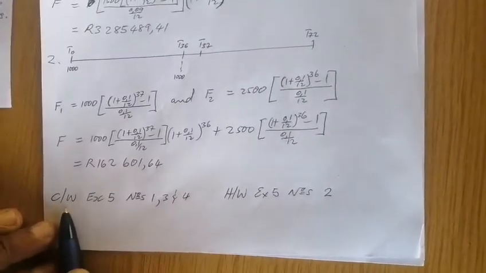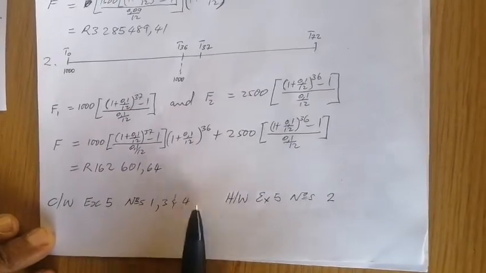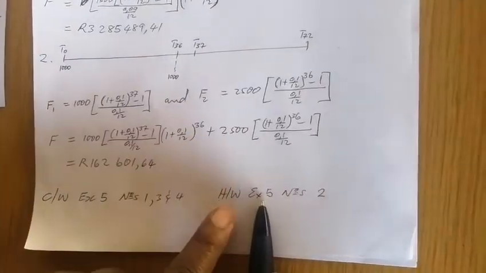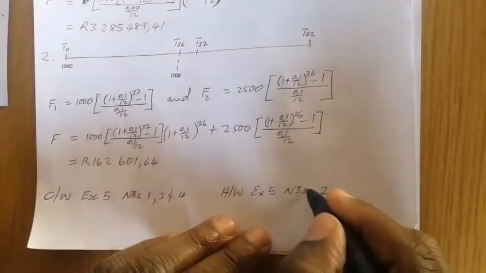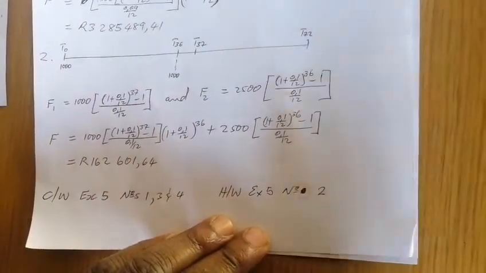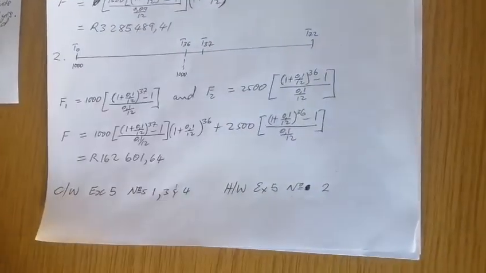After you have listened to this video, you do the following. Exercise 5, that's your classwork. You are doing numbers 1, 3, and 4. And then from the same exercise, we take our homework. We are only doing question 2. So this is your homework and this is your classwork. I thank you.